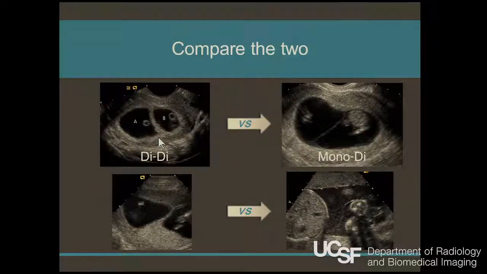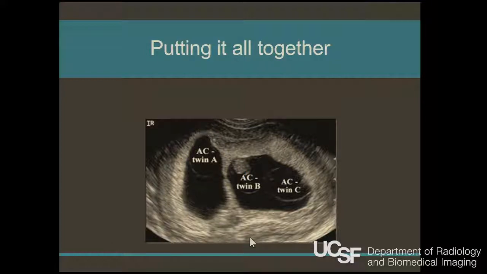So dichorionic diamniotic, monochorionic diamniotic. Look for this thick intertwin membrane. That'll help you every time. This is kind of like the final exam, if you could get that.